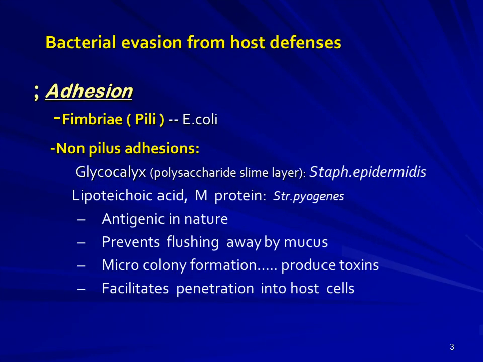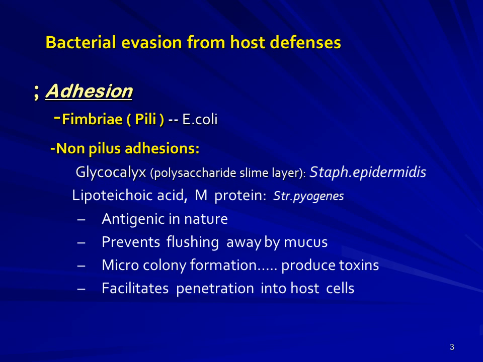The bacterial evasion from the host defenses occurs, the first one, by means of adhesion. Adhesion means attachment. The bacteria get attached to the cell surfaces by means of fimbriae, which are external cell wall appendages, also known as pili. These fimbriae are present in E. coli. Not only in E. coli, so many other organisms also have fimbriae on the cell wall.